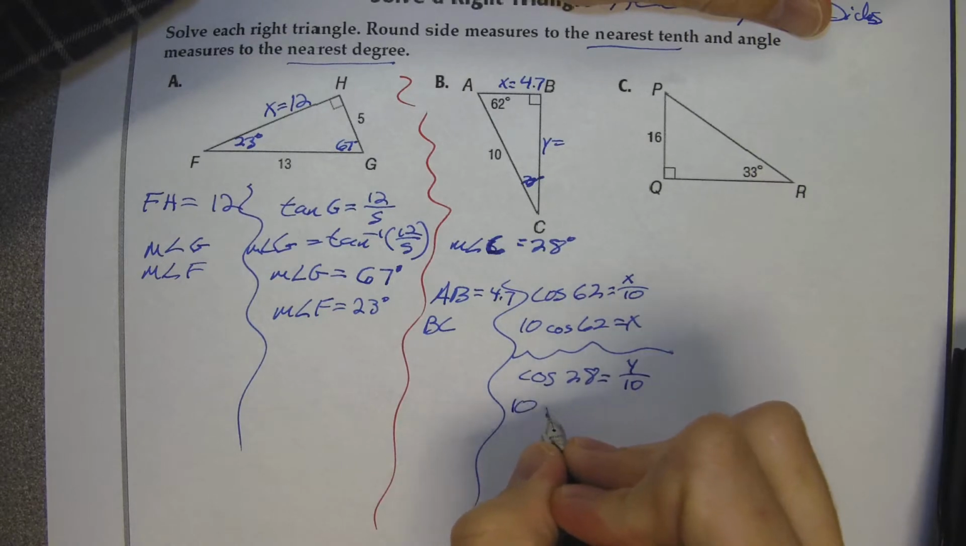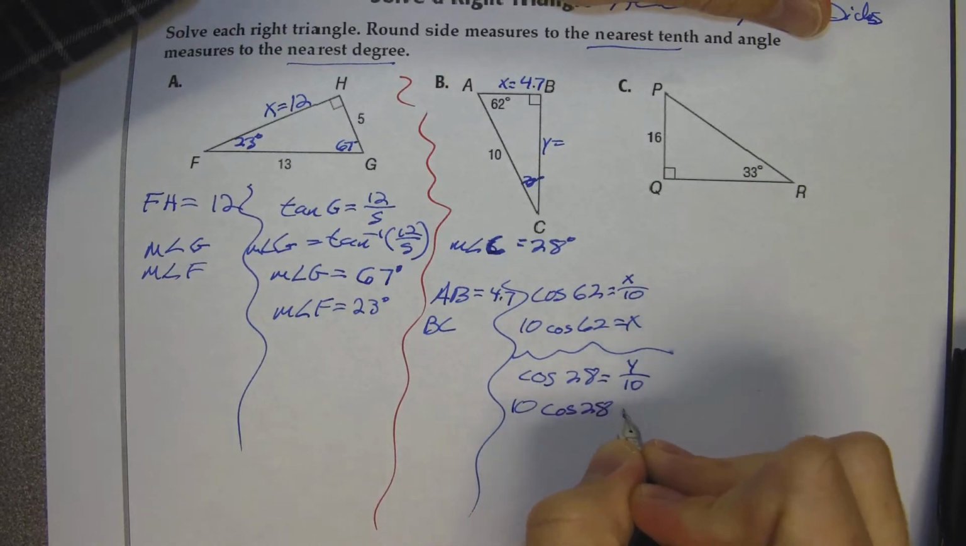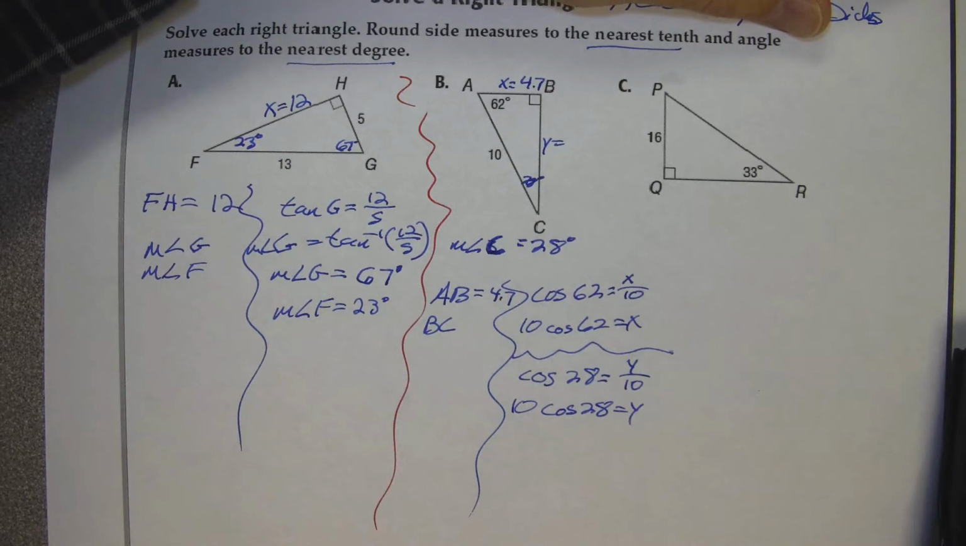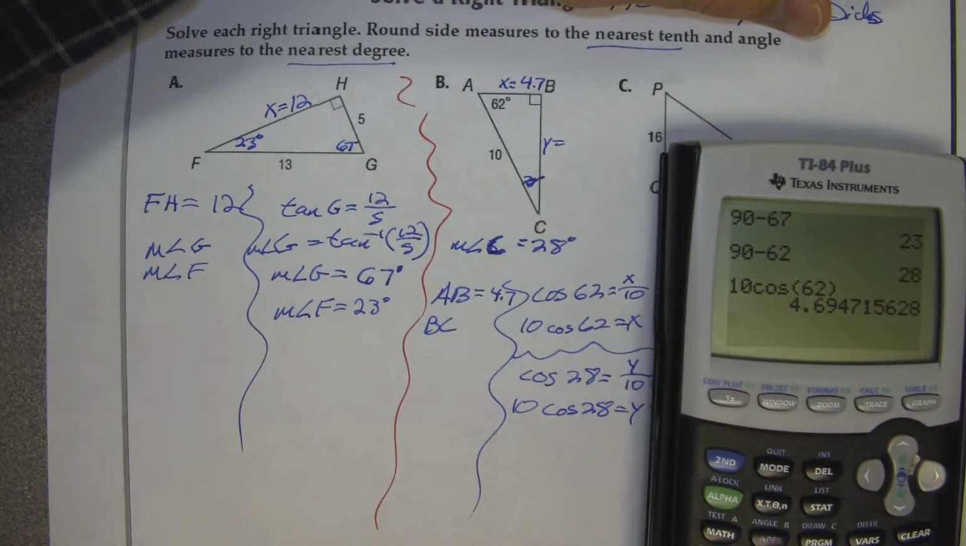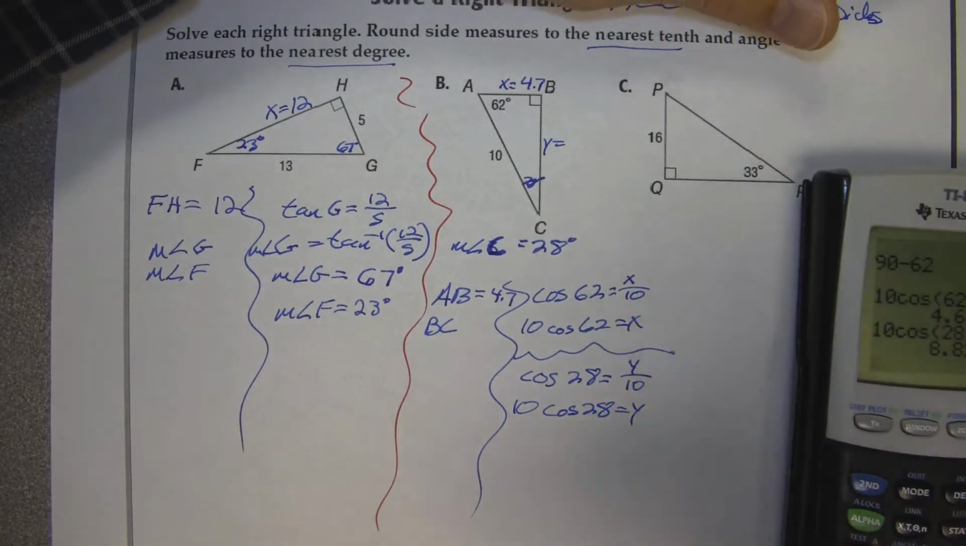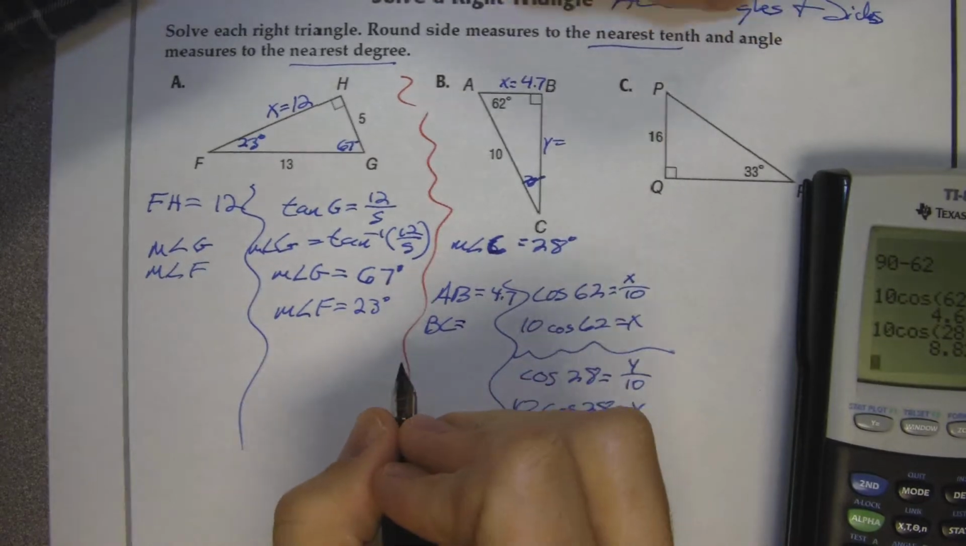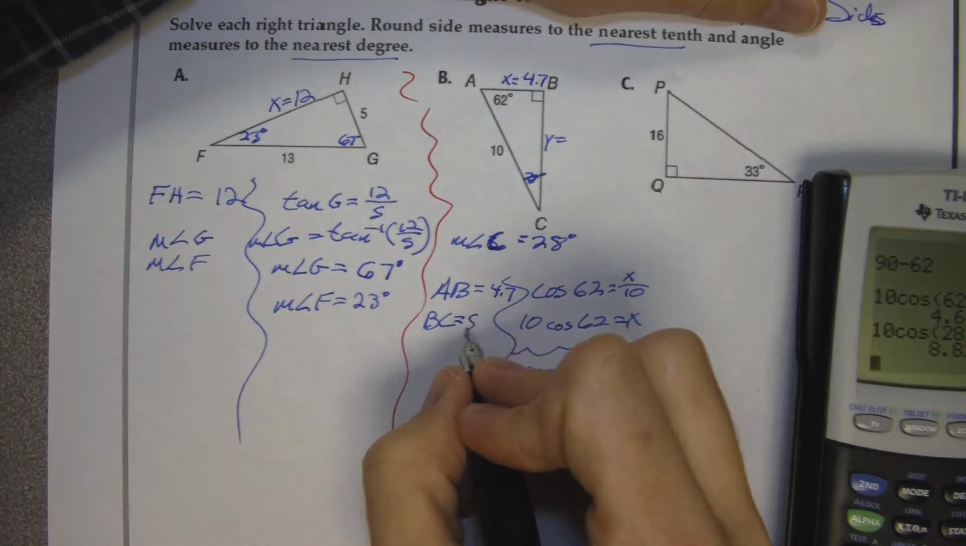So 10 cosine of 28 is y. Let's type that in real quick. 10 cosine of 28, close parentheses. We're getting a side length of approximately, rounding to the nearest tenth, 8.8.